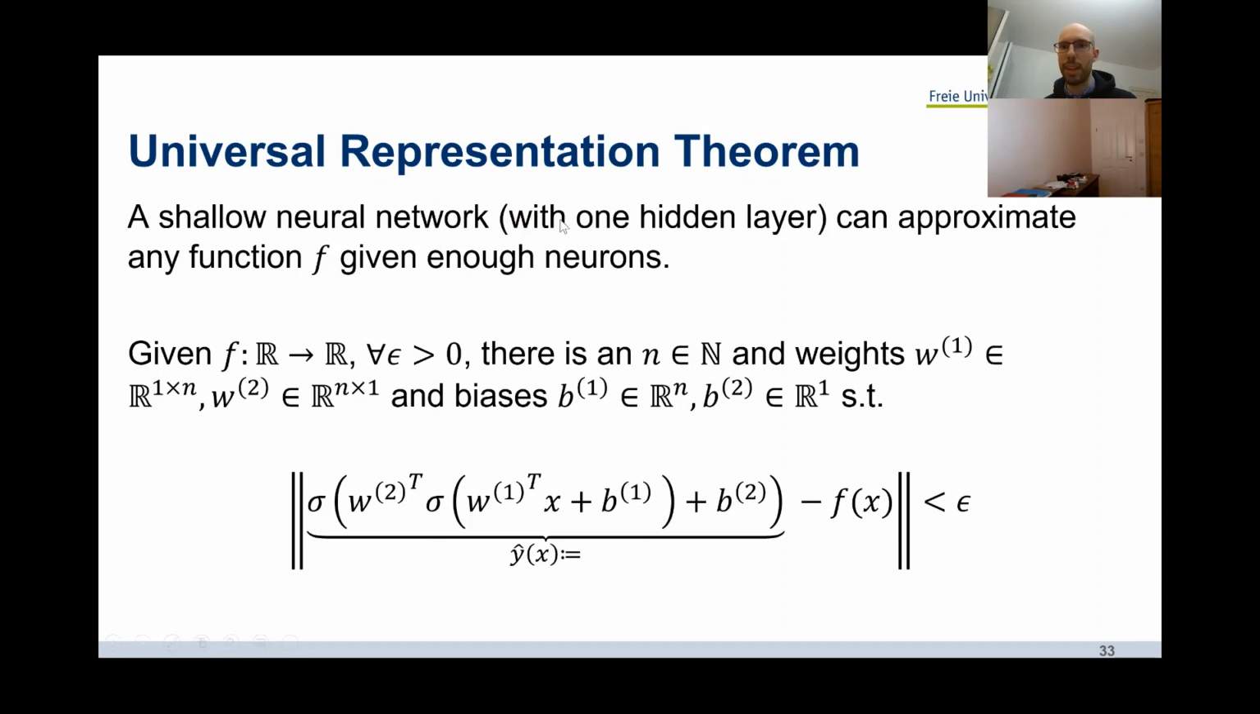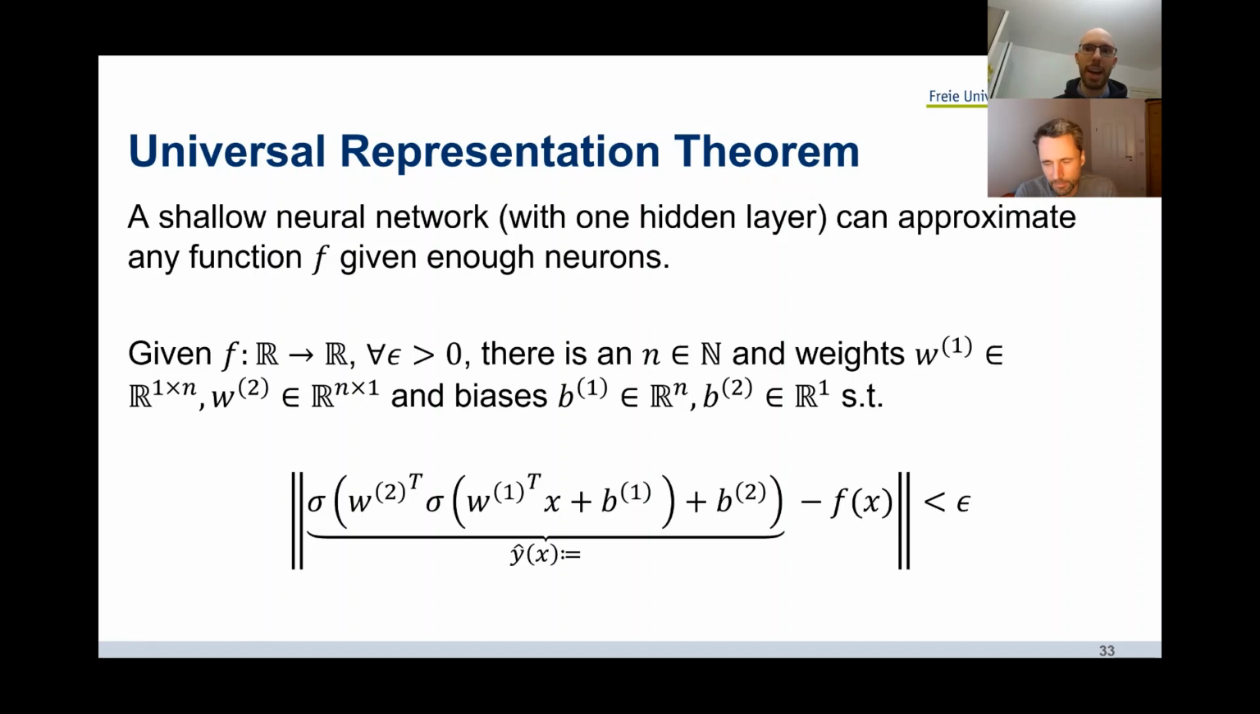a shallow neural network, so with one single hidden layer, can approximate any function f given enough neurons. I simplified this a bit, but basically this is what the universal representation theorem tells us. And then here there's a slightly more formal explanation of that theorem, which is also reduced, by the way. So the actual theorem is slightly more complicated and uses more assumptions.